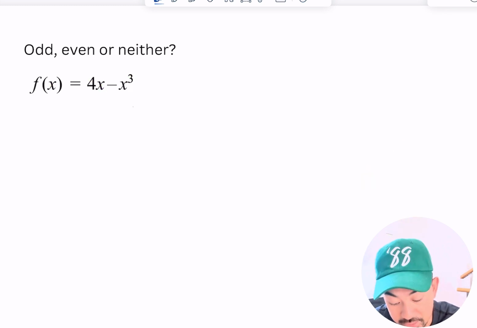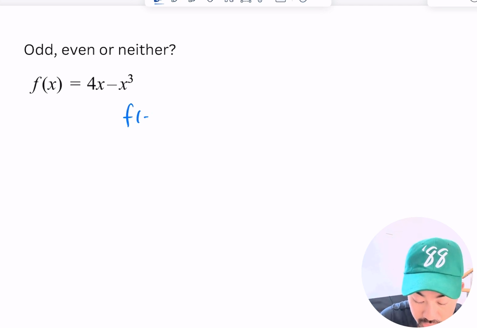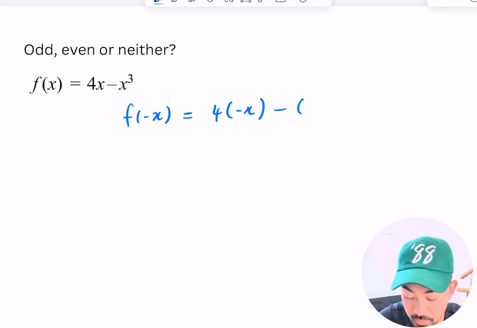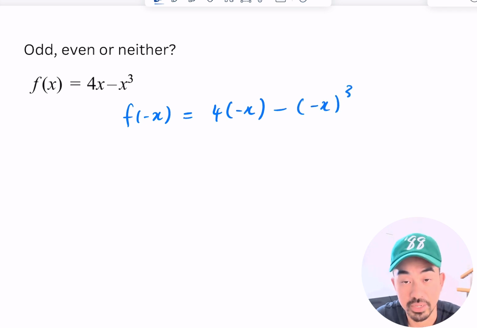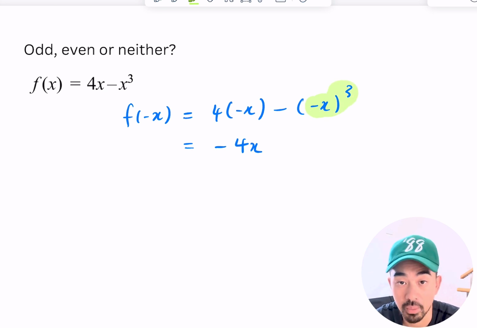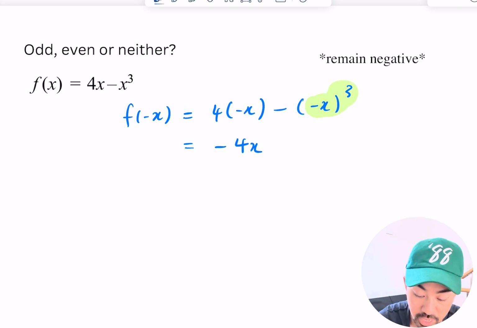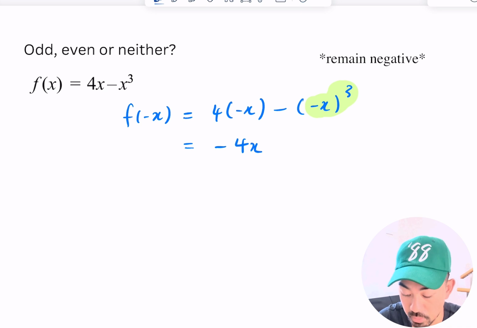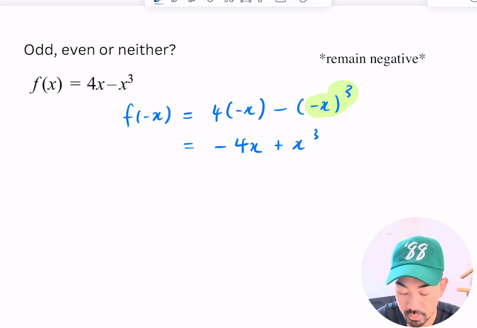Okay, here's the next one. f of x is equal to 4x minus x cubed. So f of minus x is equal to 4 times minus x, and then minus minus x cubed. Okay, now the first bit here, 4 of minus x will be minus 4x. And this bit here, minus minus x cubed, because it's an odd power, it's going to remain negative. So you're going to have two negatives. So minus minus x cubed is going to be plus x cubed.